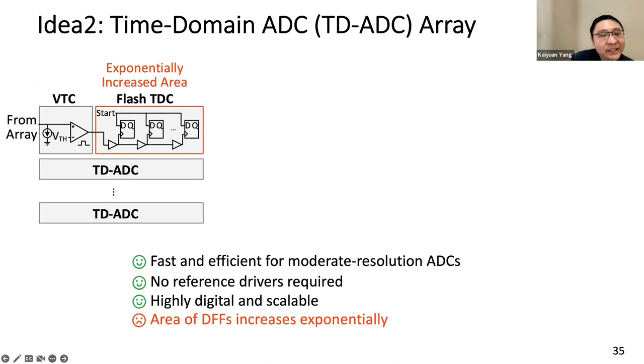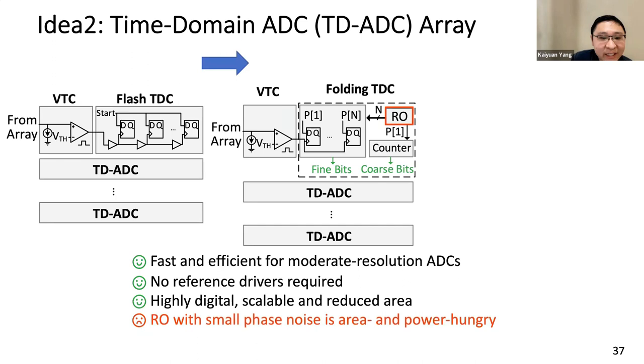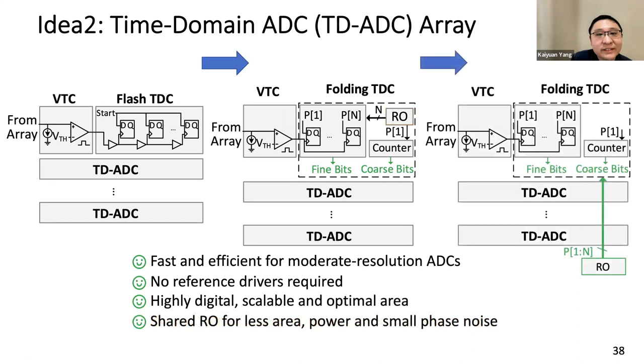But the problem with a straightforward design using flash ADC is you have an exponentially increased area for the local part, which is not ideal. So we want to do a folding type time to digital converter. So instead of having a very long chain of delay lines, you can fold this delay line and have a counter when it wraps around. And then this ring oscillator can be power hungry, and you don't want to have a ring oscillator for every single ADC. So you can actually share it by all the TDCs in your entire array. So this will amortize the energy and the area for the oscillator.